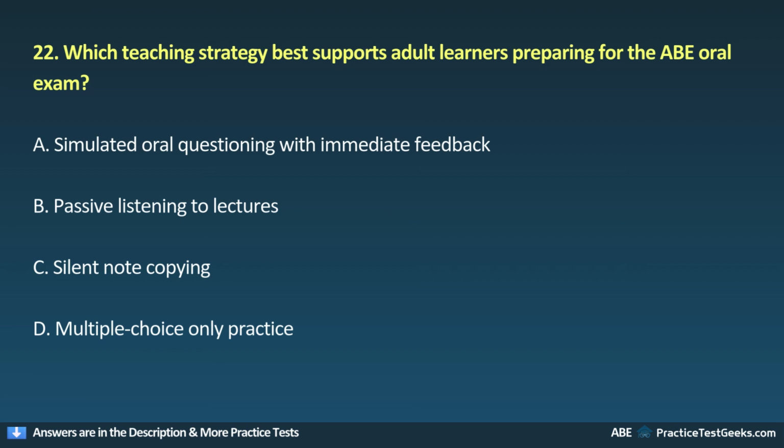22. Which teaching strategy best supports adult learners preparing for the ABE oral exam? A. Simulated oral questioning with immediate feedback. B. Passive listening to lectures. C. Silent note copying. D. Multiple-choice only practice.